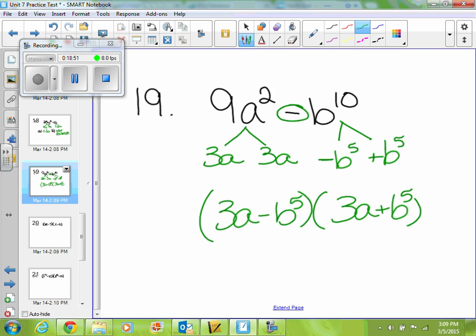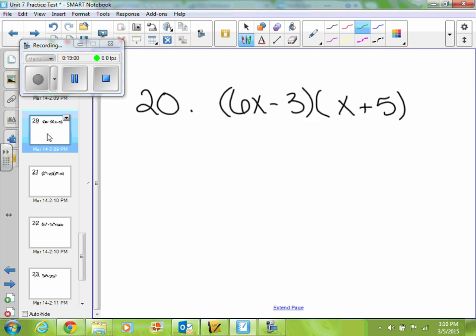Alright, on 20 is where we get to probably the harder ones on your test. Okay, they're not hard, but they're harder. Okay, so if I look at 20, it says determine whether each expression is completely factored. If not, continue factoring it. Okay, so when I do that, that means I have to split each set of parentheses and look at each set on its own.